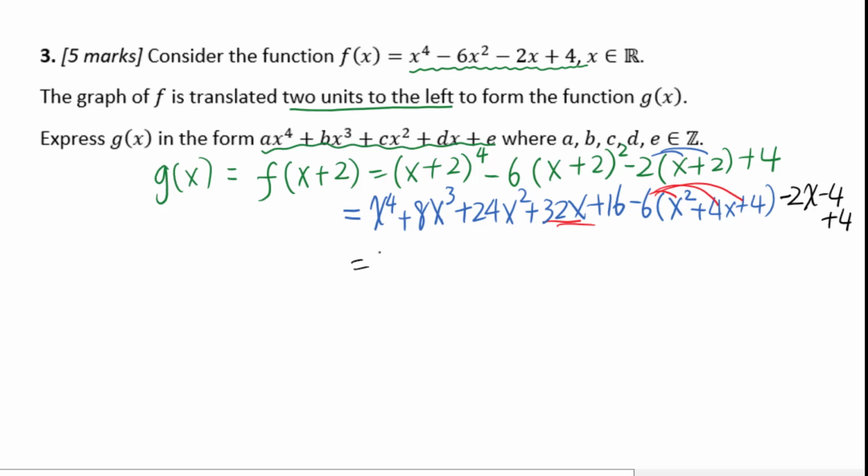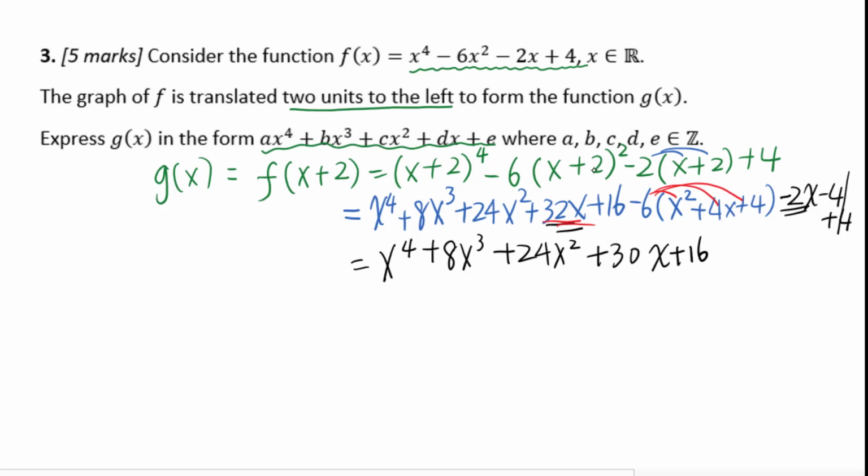Then combine like terms: x to the fourth power plus 8x third power plus 24x squared. Then these two are like terms, plus 30x, this canceled, plus 16. Then distributive property: minus 6x squared minus 24x minus 24. Then combine like terms again.